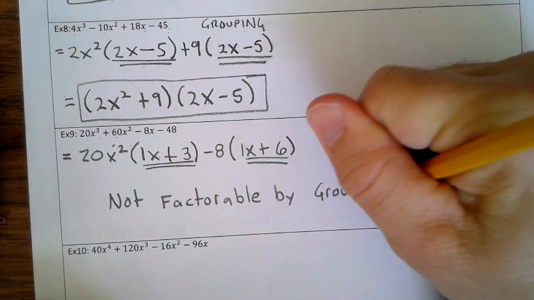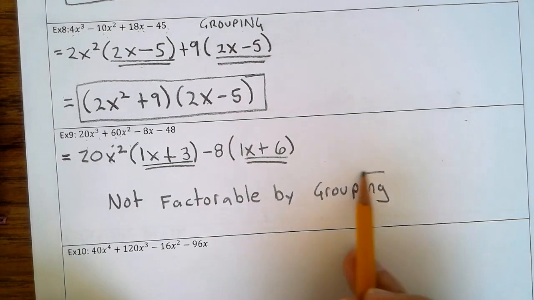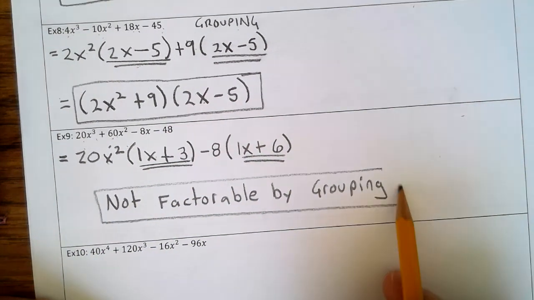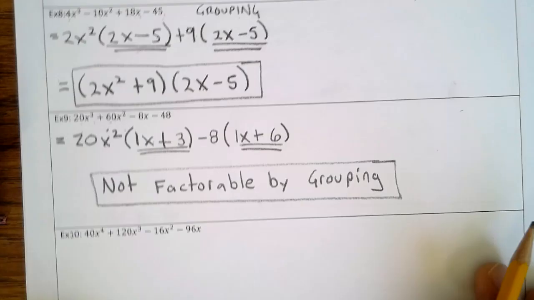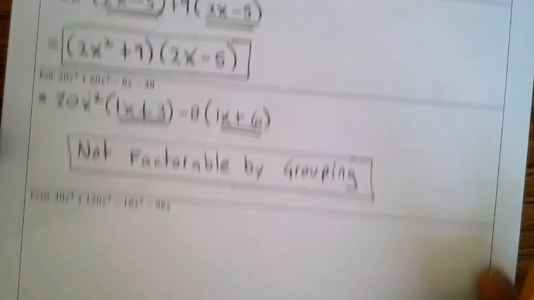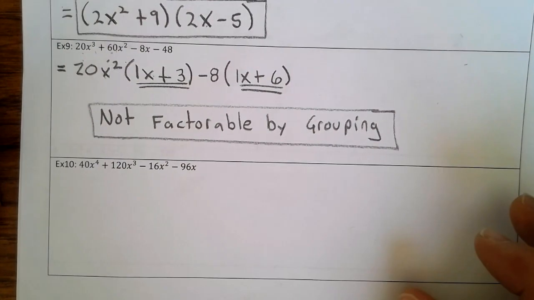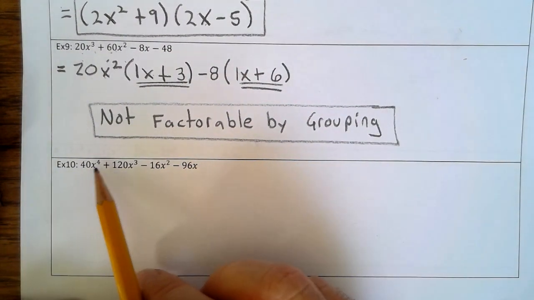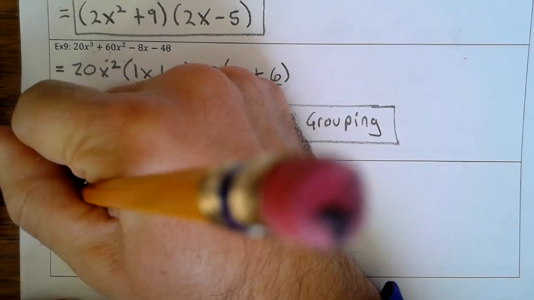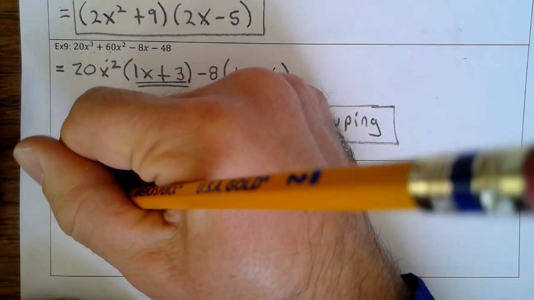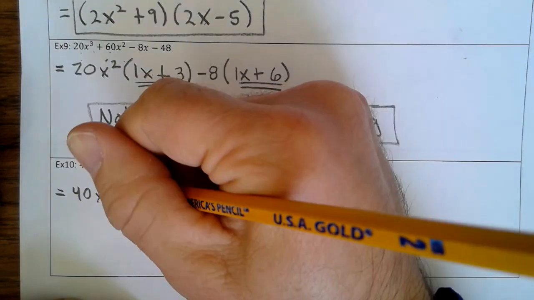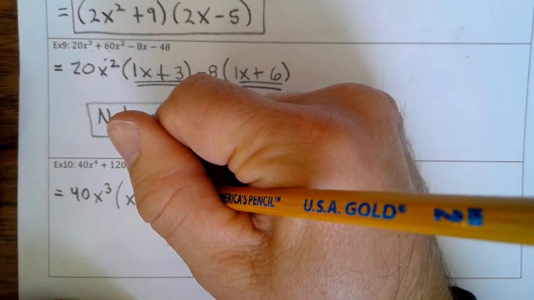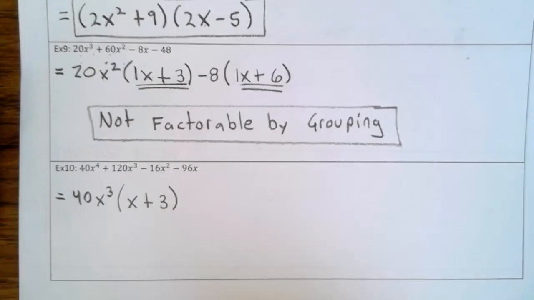All right, now let's take a look at example 10. So it looks like here, I think you can factor out a 40 from each term, so that's 40. We can also factor out an x cubed, which leaves x plus 3. Now, we've got that 40 divided by 40 is 1, 120 divided by 40 is 3.